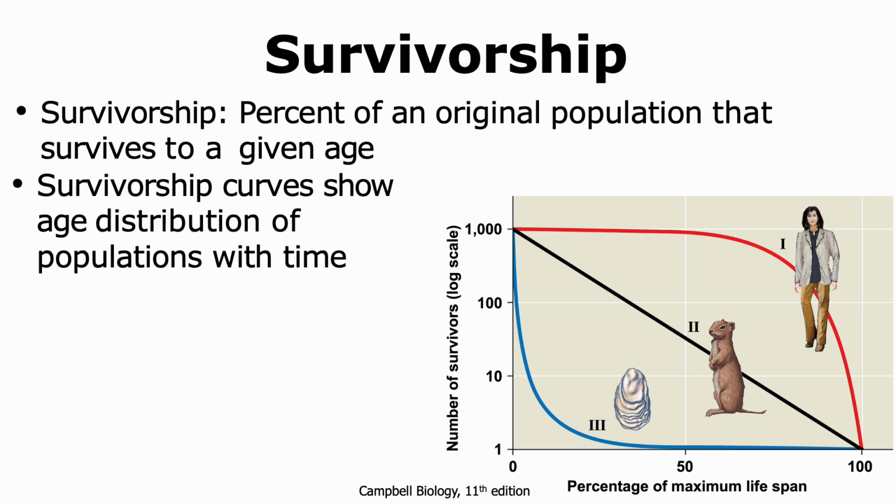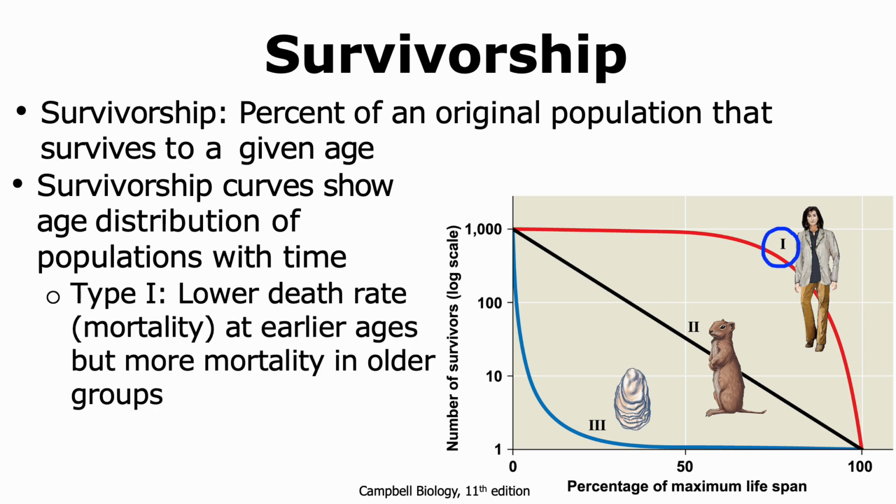There are different types of survivorship curves, and the first one, called the type 1 survivorship curve, shows that these organisms tend to have lower death rates or mortality at earlier ages. However, as they become older, there is more mortality in these groups. An example of such an organism that shows a type 1 survivorship curve is humans.